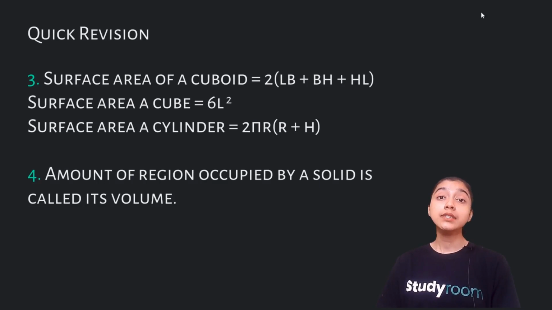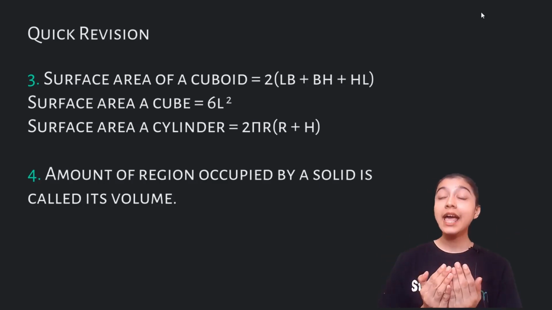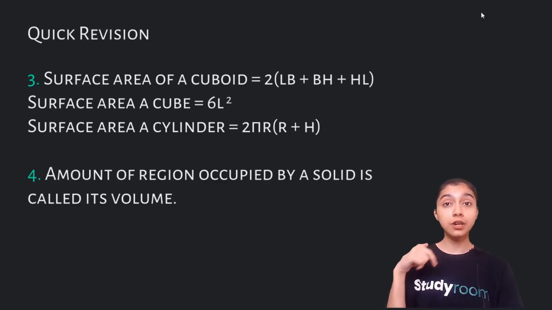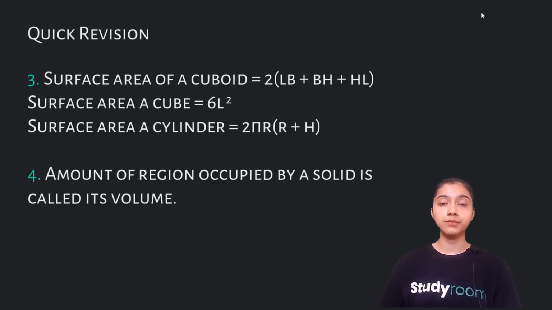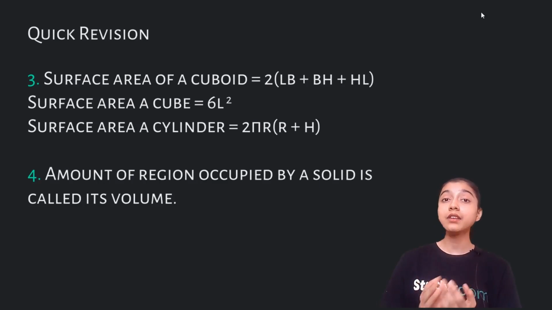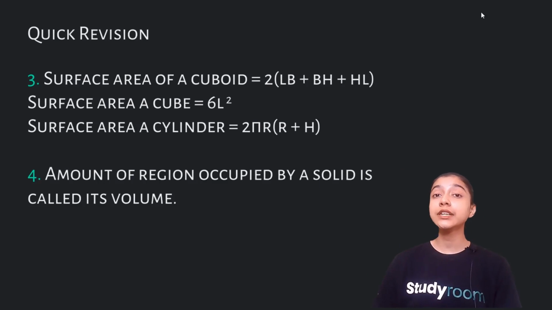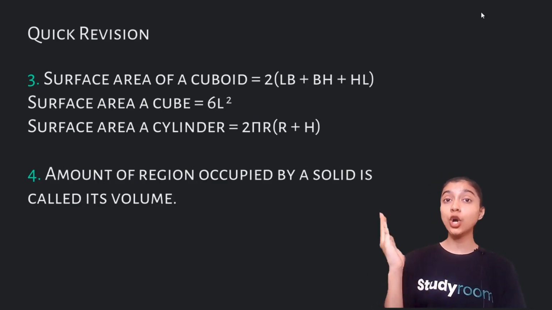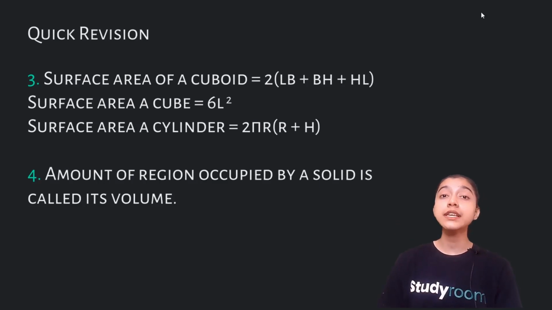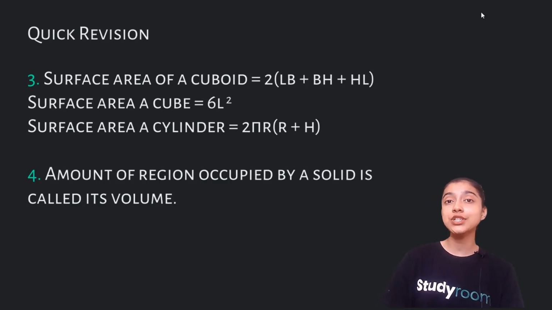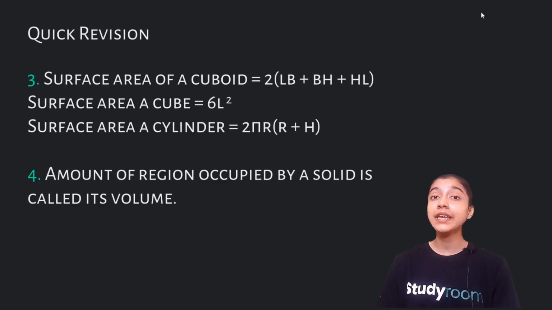We talked about the surface area of a cylinder as well. In a cylinder, we have one curved surface and 2 identical circular faces on the top and the bottom. In order to calculate the total surface area, we have to add the surface areas of both of them. The surface area of the curved surface of a cylinder is 2 pi r h. The area of the circular portions on the top and bottom is pi r square each, which gives us 2 pi r square.